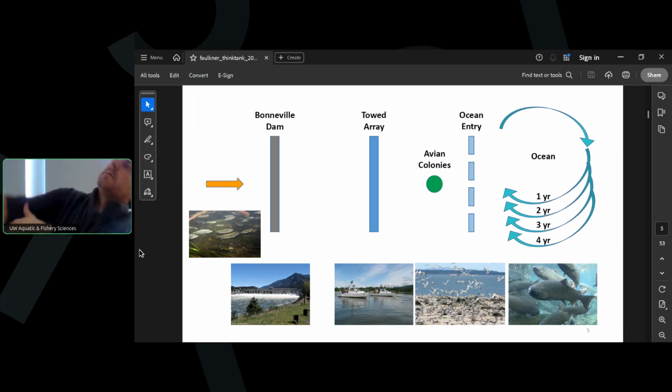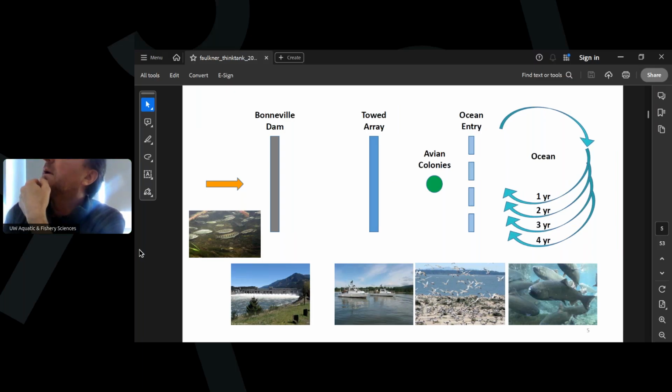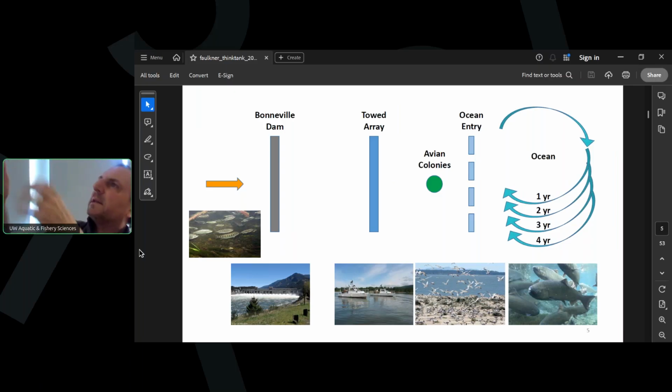I'll refer to these things in different ways, but between Bonneville Dam and the total array, I'm going to call that the river reach. And then from the total array to this imaginary line at the ocean entry, there's no detection there. I'm going to call that the estuary reach. And the idea is to partition the survival between the river, the estuary, and the ocean, to partition those apart.